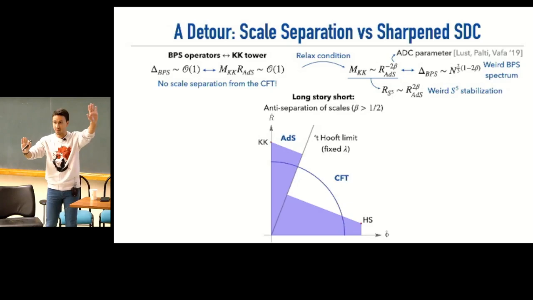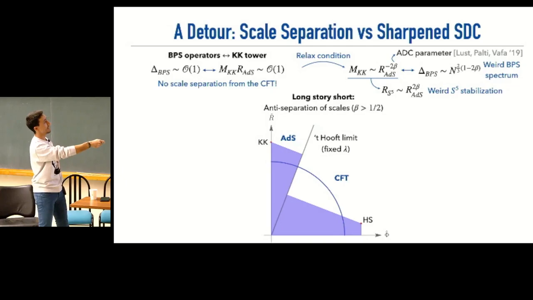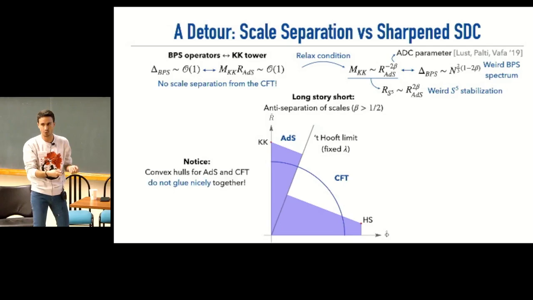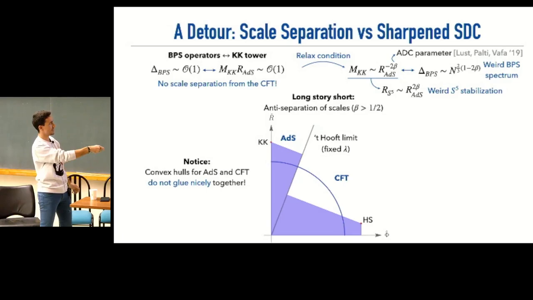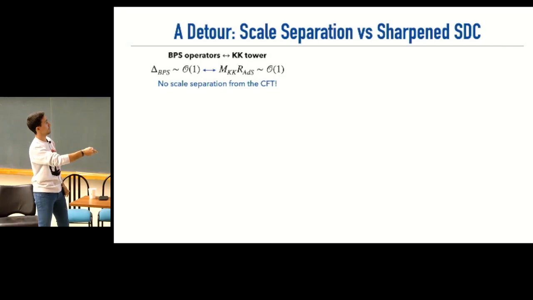And then if I allow beta to be bigger than 1 over 2, which is anti-scale separation, in the sense that the Calderon-Sacrament tower is not the ADS scale, but it's lower, not higher, so it's not the scale separation we want, then I will get this. As you can see here, there are two things. First, the Comets Hall doesn't glue together nicely anymore. And actually, this seems a bit pathological, because if I tune the direction, there seems to be some kind of discontinuity here. So they don't seem to agree, the ADS and the CFT. And furthermore, one finds a violation of the shuttle distance conjecture from the CFT.